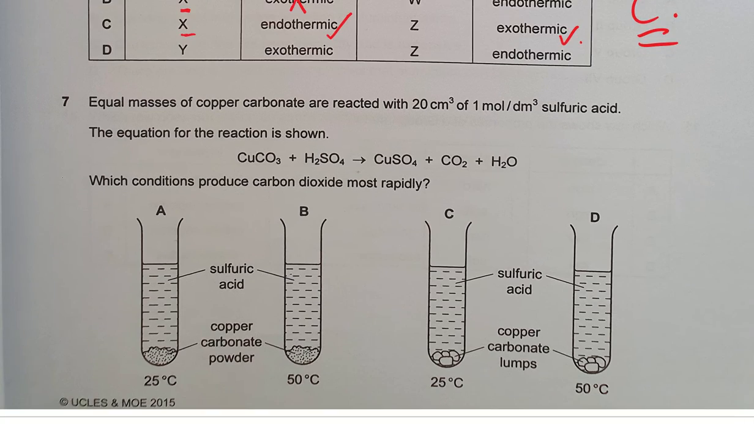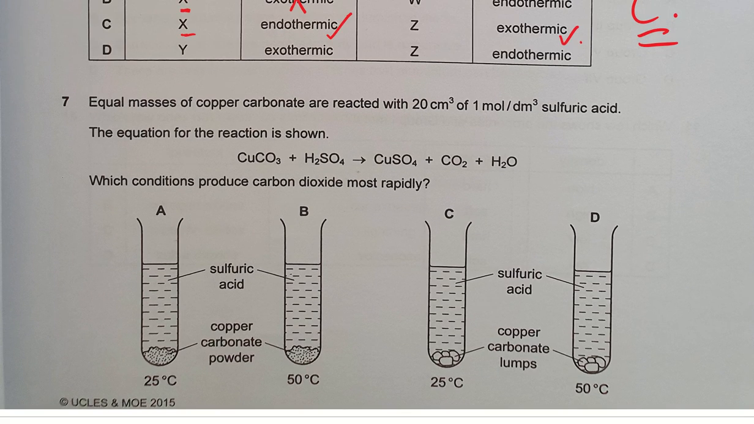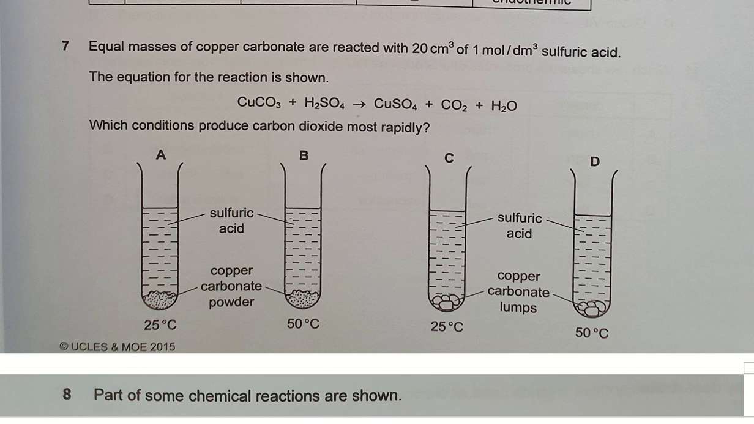Question number 7. Equal masses of copper carbonate are reacted with 20 cm3 of 1 mole per dm³ of sulfuric acid. So you have copper carbonate reacting with sulfuric acid, a metal carbonate reacting with an acid. The equation is given over here, so you have carbon dioxide being produced. On which condition will the carbon dioxide be produced most rapidly? Let's take a look over here. There are two differences between A, B, C, and D.